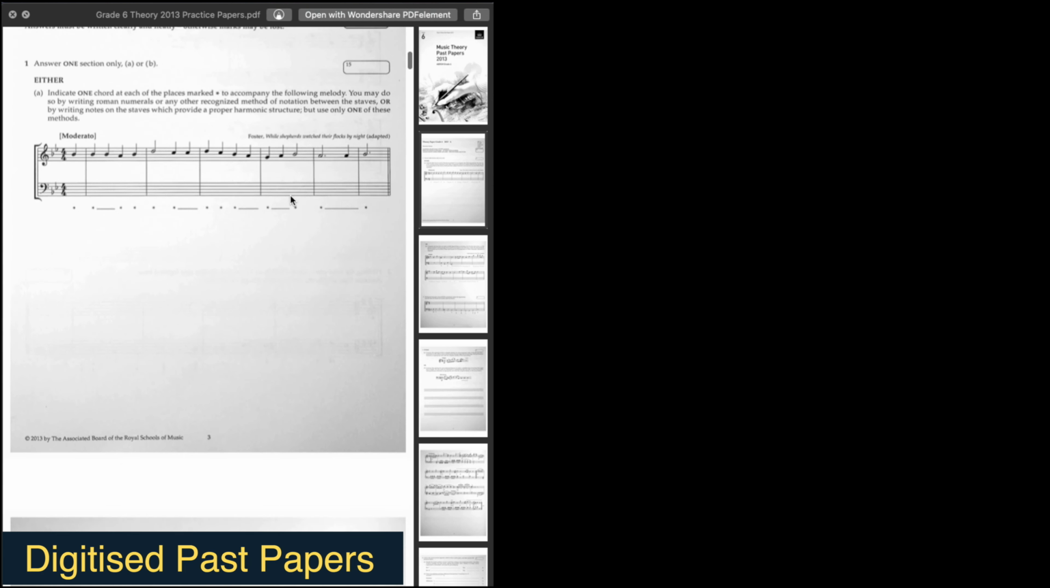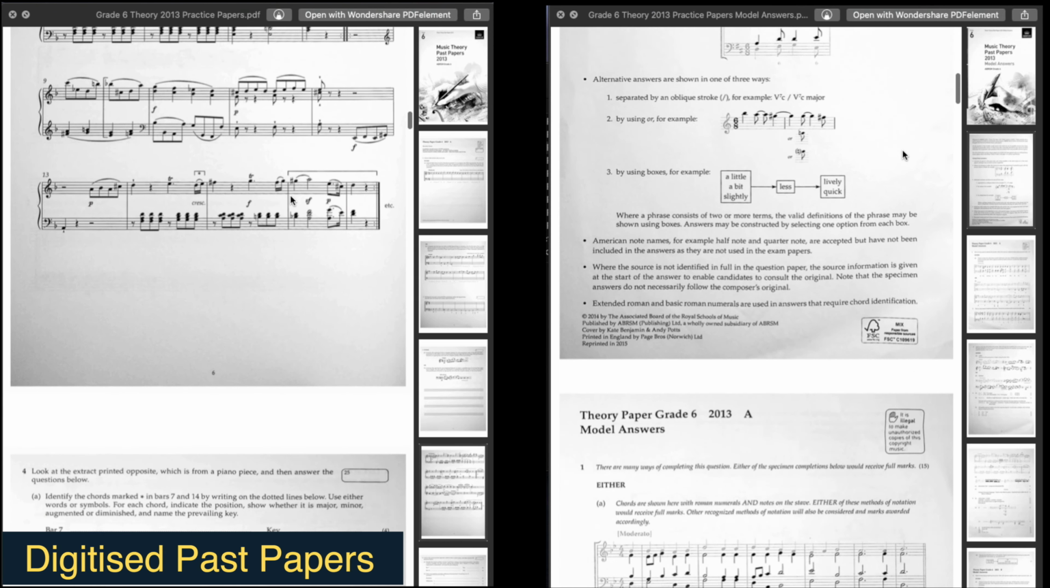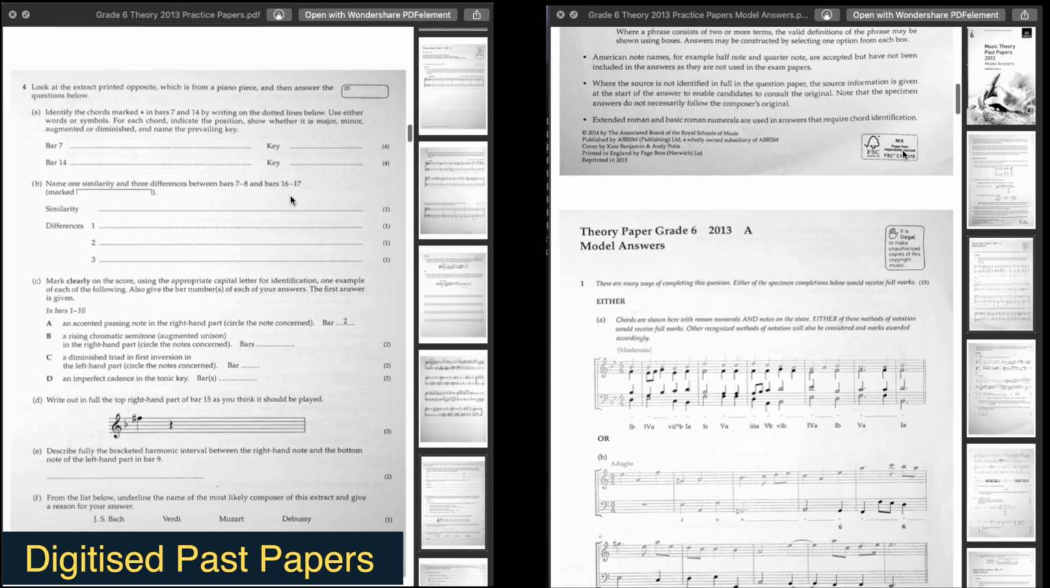Similarly, we have digitized hundreds of ABRSM past papers for grades 6 to 8, including the model answers, which together provide invaluable learning tools for those students who are interested in examinations. This means that when a student has purchased a past paper, we can go through them together and demonstrate to students how to answer each question and show them how the exam is laid out and what type of questions are asked and what the examiners are looking for to award the highest marks.